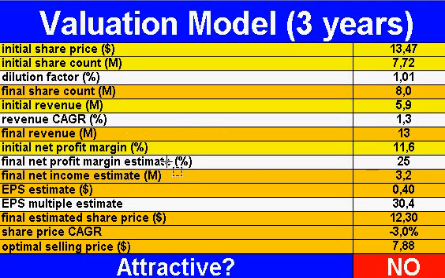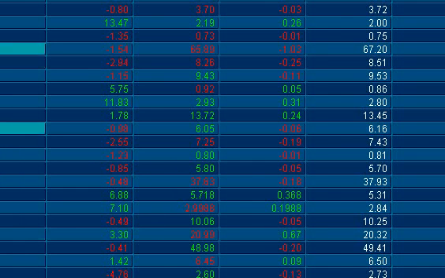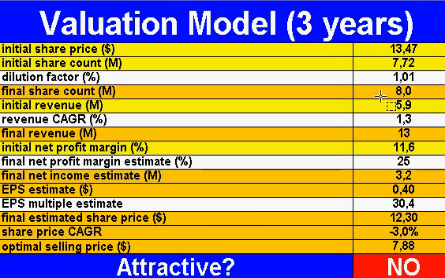Final net profit margin, 25%, and the earnings per share multiple estimate of 30.4, which is the industry average. And with all this, the result I get is the stock will be at 12.3 in 2009. So the model is expecting the share price compound annual growth rate between now and 2009 to be minus 3%, going down. So the stock would only be very attractive to buy, giving a 16% return, at 7.88. Since the stock is trading at, let me see here, 13.35, I don't consider it attractive.